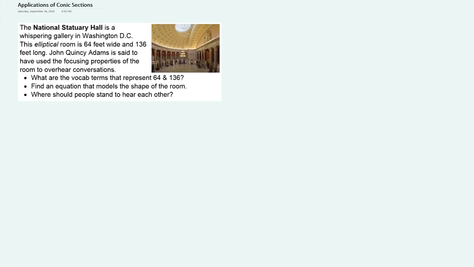All right, so with applications of conic sections, you want to read the problem to identify what type of conic section it is explaining: an ellipse, a hyperbola, a parabola, or a circle. In this case, this says there's a whispering gallery that has an elliptical room, so that automatically tells me it's going to be an ellipse. And it says that it's 64 feet wide, and it says that it's 136 feet long.